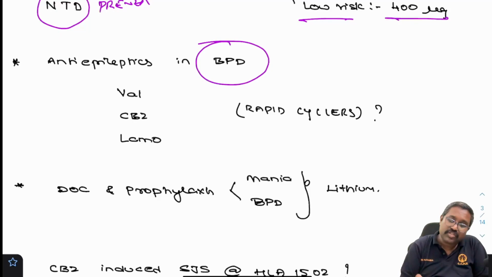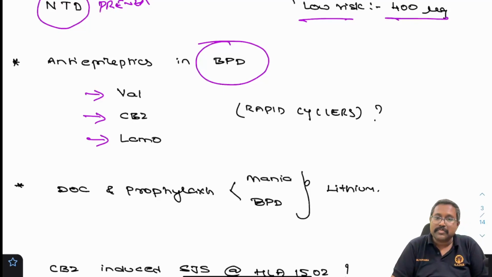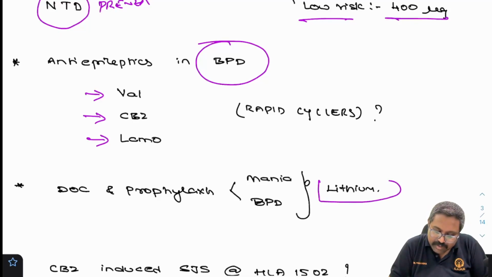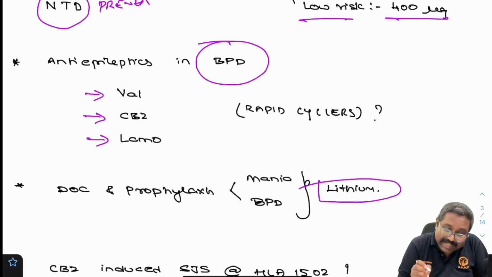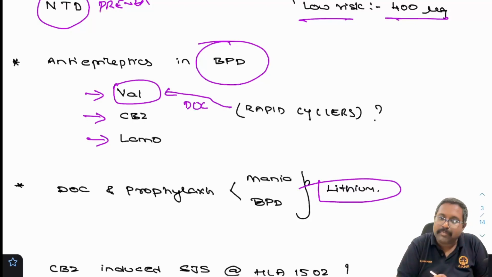You can use three drugs: valproate, carbamazepine and lamotrigine. Basically, which is the drug of choice for both prophylaxis and acute mania treatment? That will be lithium. For the treatment of rapid cyclers in bipolar disorder, the drug of choice will be valproate.